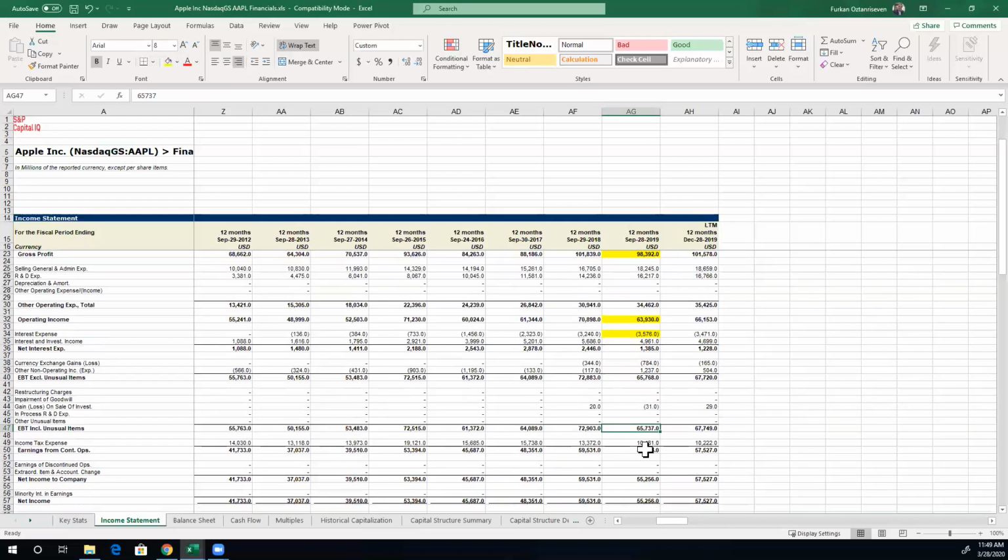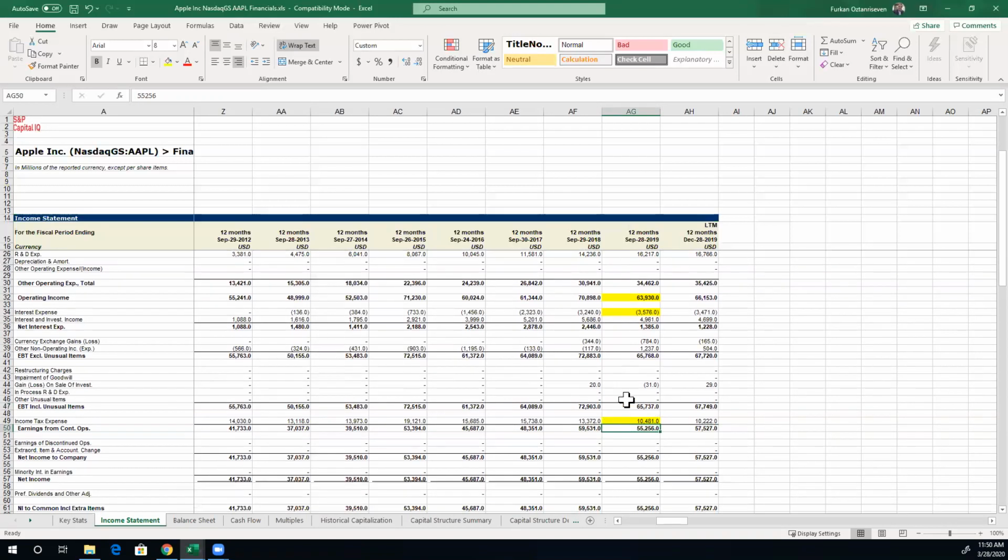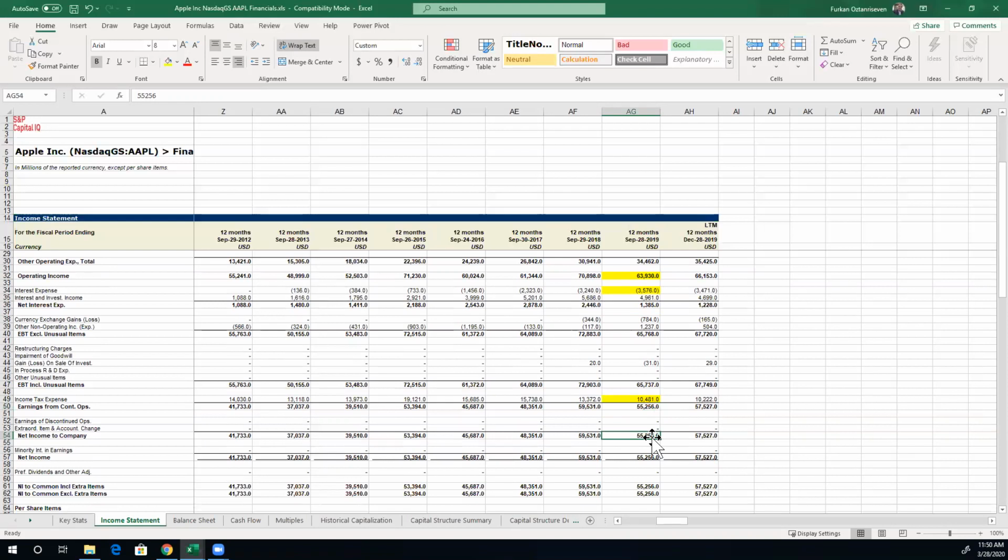And then we have to pay taxes. It's another important number. Apple looks like paid in 2019 $10.4 billion income tax. So this minus this will give you your earnings from continuous operations. And then we can calculate net income to the company. And if we decrease the minority interest, then this is your net income bottom line.